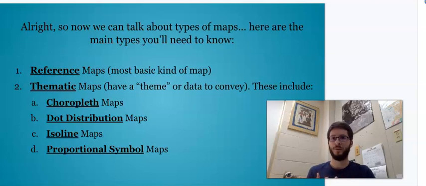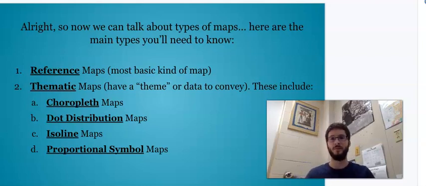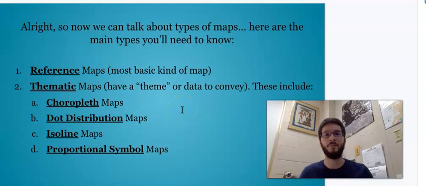There are what are called reference maps, which are super simple. I'll show you one in a second. And then there are what are called thematic maps. Those are the maps that have some sort of theme. They have a purpose. There's a goal or a message or data that I'm trying to get to you. And beneath the thematic category, there are four main types of thematic maps.